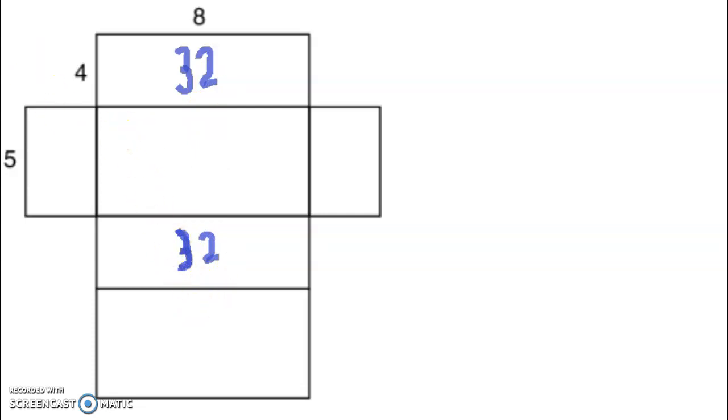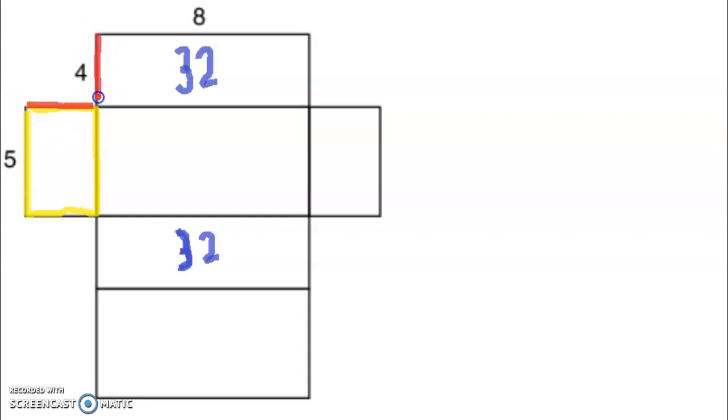Now, we want to do, let's do this shape next here. Okay? And this shape here, it might look like they only give us one side. But really, you can figure out the other side. Here's why. We know that the height is 5. Okay? But we want to know what this side is here. Now, here's how you can know.